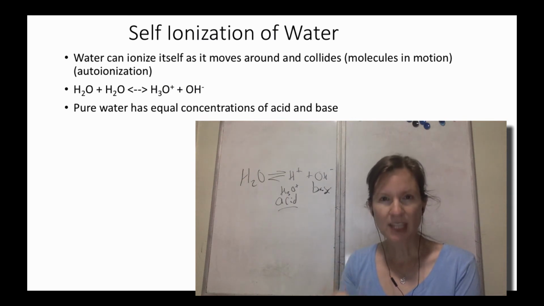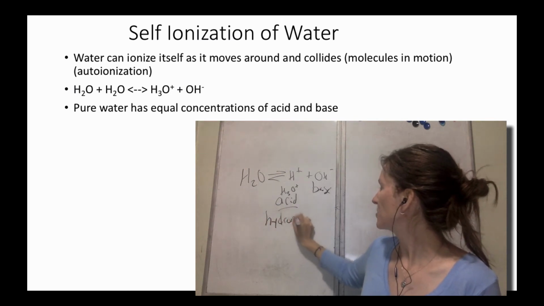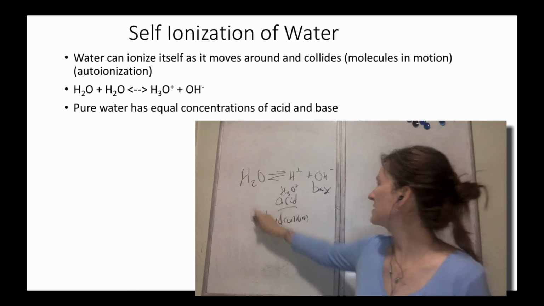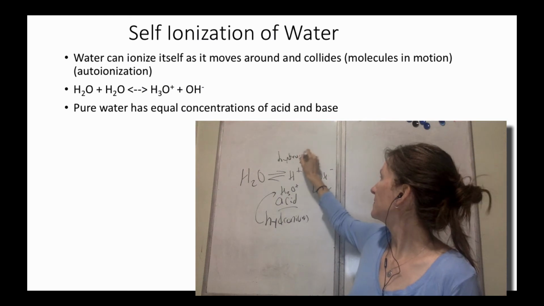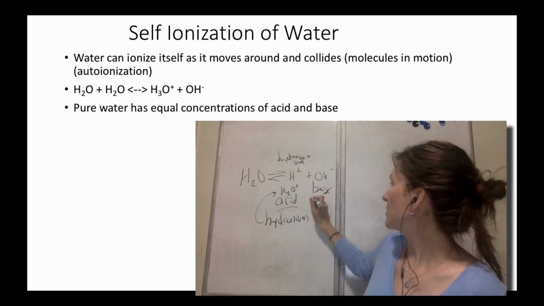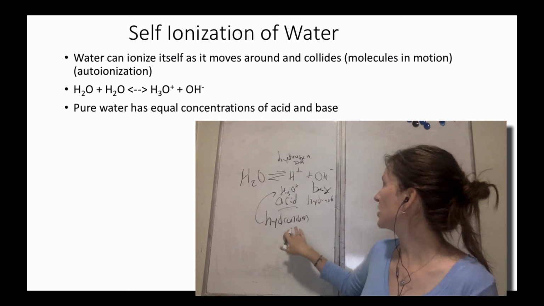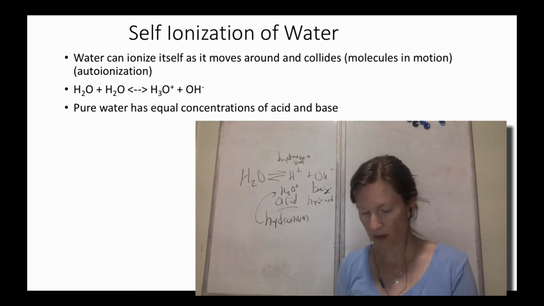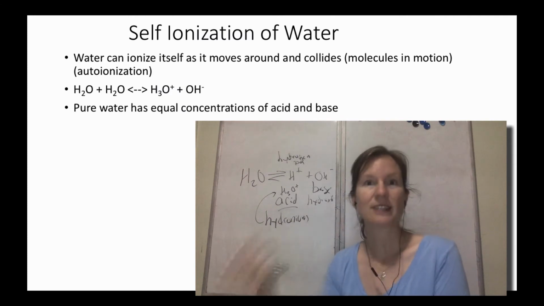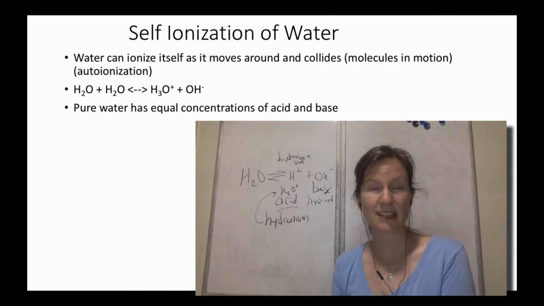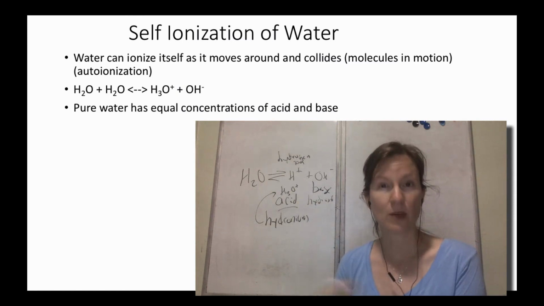Language-wise, H3O plus is called the hydronium ion, and the H plus is just called the hydrogen ion. And OH minus we already know is called hydroxide. So we have lots of H's here: hydronium, hydrogen ion, and hydroxide, but all of those have to do with acids and bases. Now, while water is self-ionizing and making H plus and OH minus, for every H plus it makes, it's also making an OH minus, which means you have equal concentrations of acid and base within water.